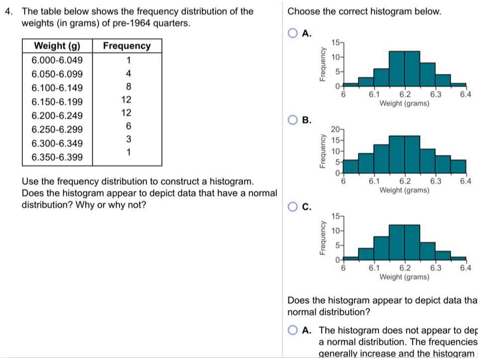All right, so let's take a look at this one. The table shows the frequency of weights of pre-1964 quarters. So old quarters. They took a bunch of old quarters and weighed them to see what they weigh. And here are the weights in grams, with some different categories. They want us to use the frequency distribution to make a histogram. Is the histogram normal or not? So first up, which of these, A, B, or C, is the right histogram, bar chart, for that data? Can we tell?